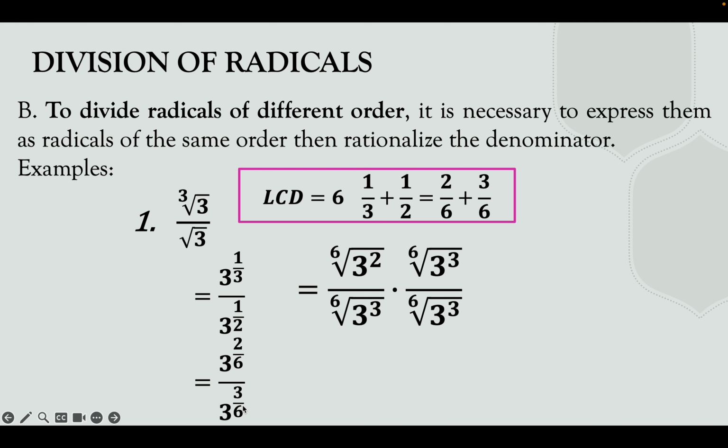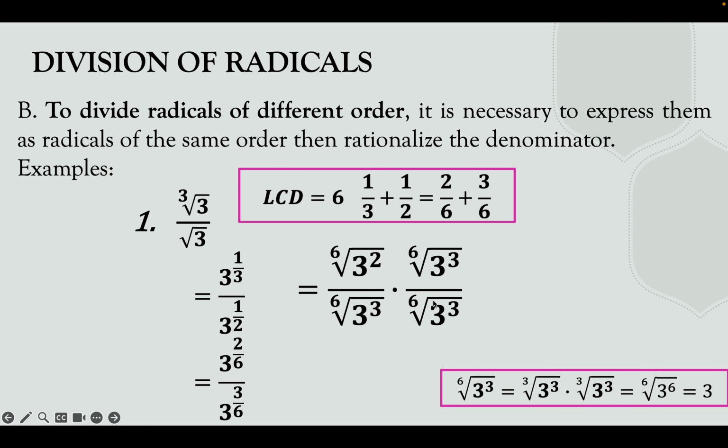Now we can change this back into radical form. So we have the 6th root of 3 raised to 2 over the 6th root of 3 raised to 3. Now, we will use rationalization so that we can eliminate the radical sign of the denominator. Since we have 3 raised to 3, that means we need to multiply by the 6th root of 3 raised to 3 also. So we have the 6th root of 3 raised to 5 times the 6th root of 3 raised to 6.